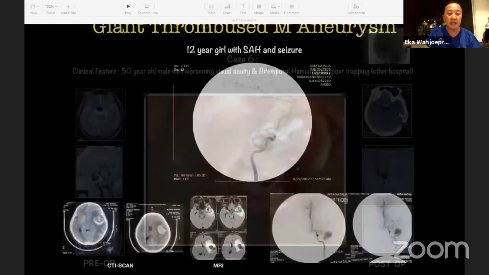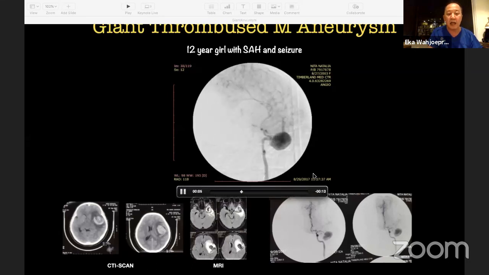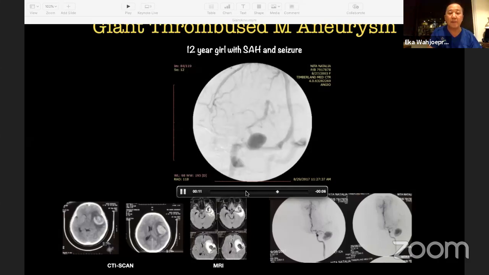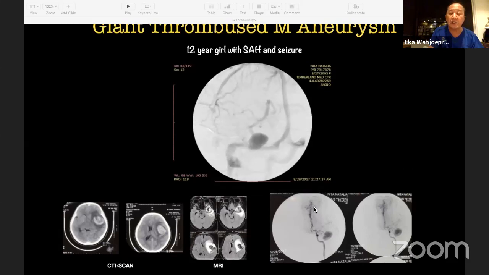So this is not the case. Very typical, a 12 year old girl with SAH and a seizure. You can see a very rare case, this is the aneurysm, a super giant aneurysm on the left side. Here, you can see here. What to do? She came with a SAH. So we need to study the vasculature because she is very young. So we believe that the aneurysm was there when she was born.